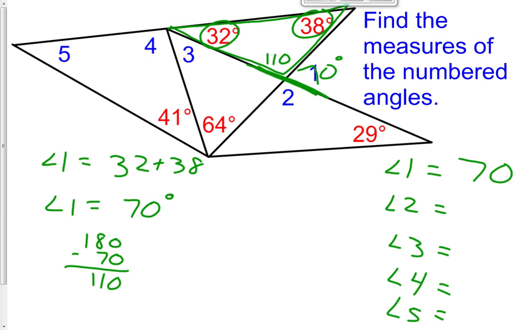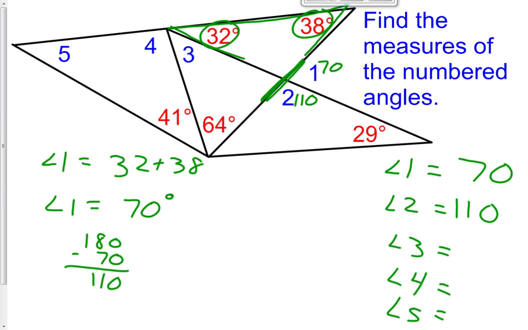Now, knowing those two angles, angle 2 is the vertical angle to this 110, so angle 2 has to be 110 degrees. Or you could say angle 1 and angle 2 form a linear pair. So if angle 1 is 70 degrees, then angle 2 is supplementary to angle 1, which means it has to equal 110 degrees. So there's the measure of angle 2, it's 110 degrees.